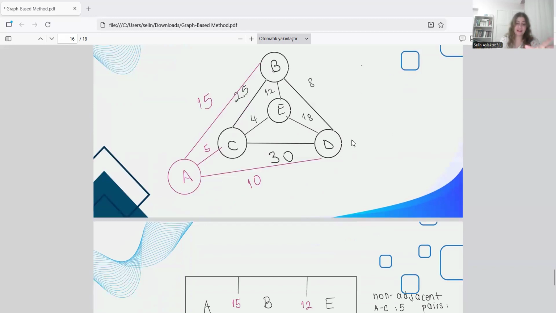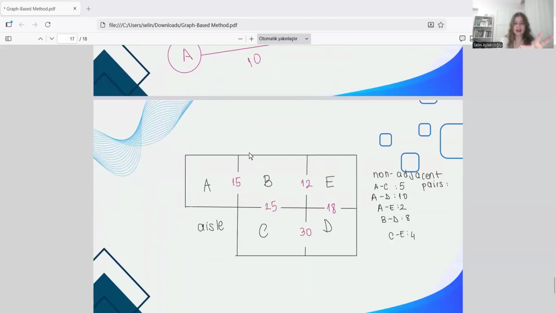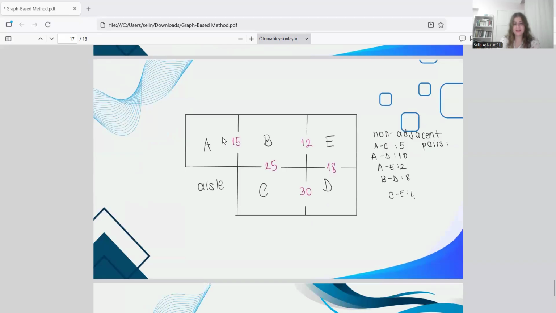And remember the last step, we are going to put them in a block plan, right? So A and B are here, E is here, D is here, C is here. This place is empty. We can call it an aisle. So non-adjacent pairs A and C, right here, their score is 5. A and D, their score is 10. And A and E, their score is 2. B and D, 8. C and E, 4.